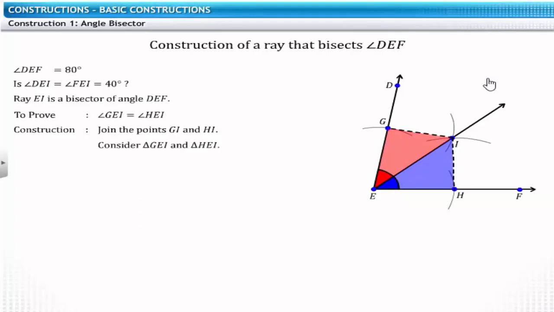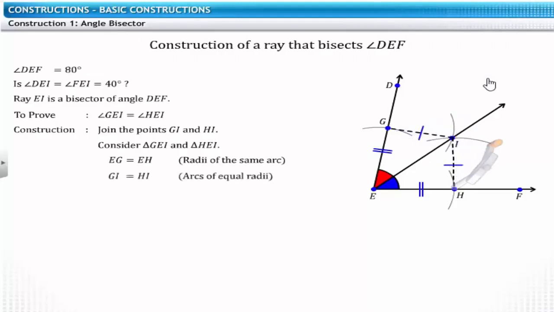If you recall, points G and H were obtained by drawing a common arc. So EG and EH are along the radii of the same arc. Hence EG is equal to EH. Similarly, GI and HI are equal, as these two are also radii of the same arc. EI is common to both triangles GEI and HEI.